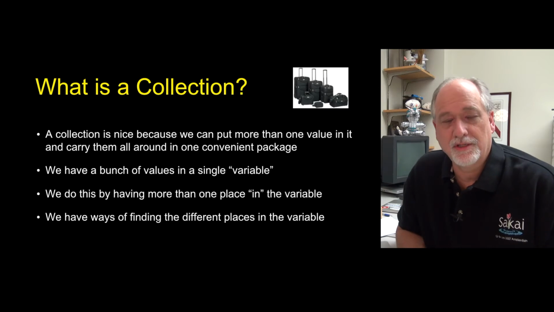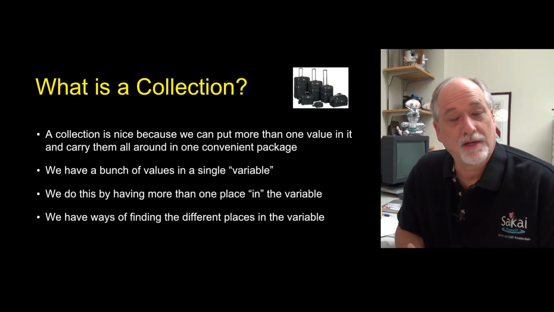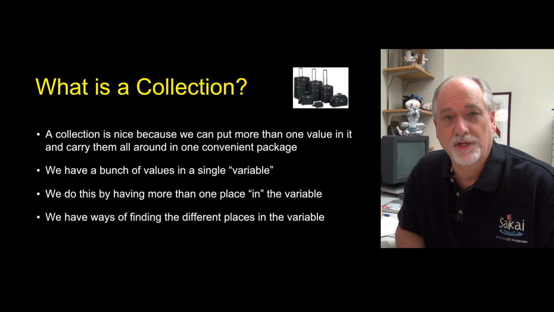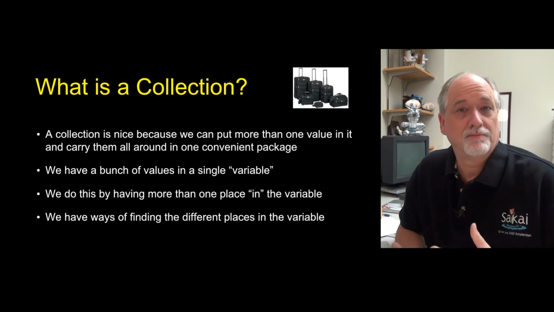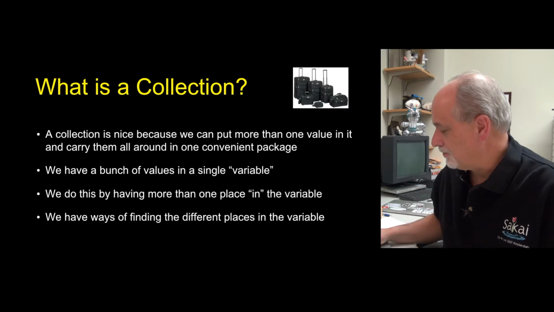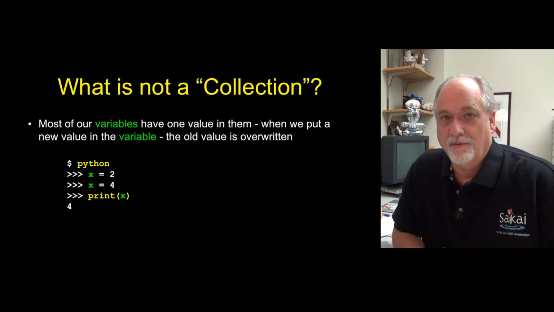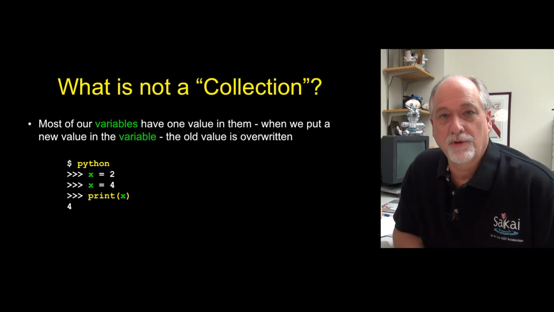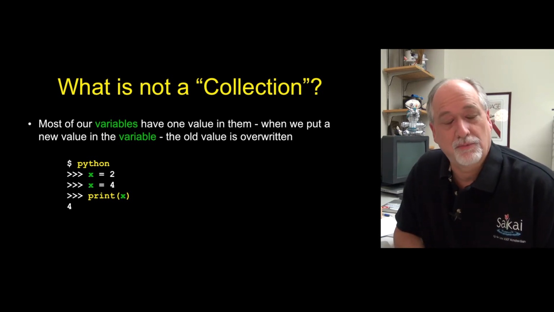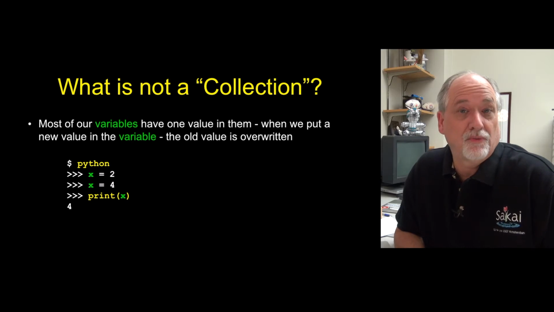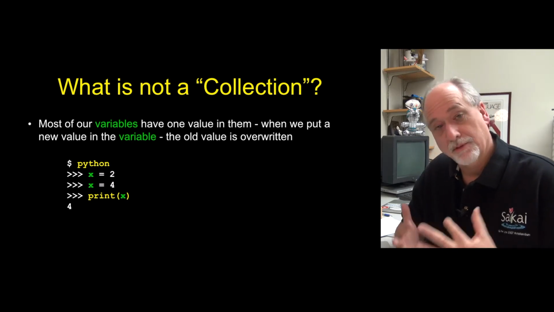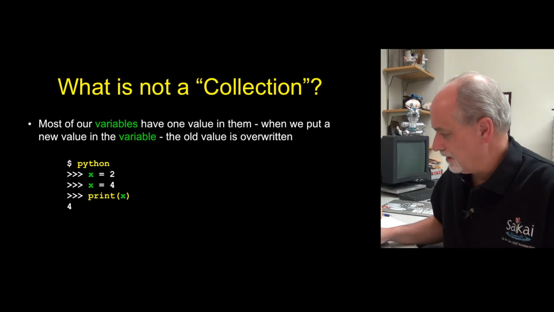To review what a collection is, it is a situation where we have a variable, like a list or a dictionary, that we can put multiple pieces of information in rather than a single piece of information. Prior to collections, we would put something into X and then we would put something else into X and it would be overwritten. Now with lists, we can append things onto the end.